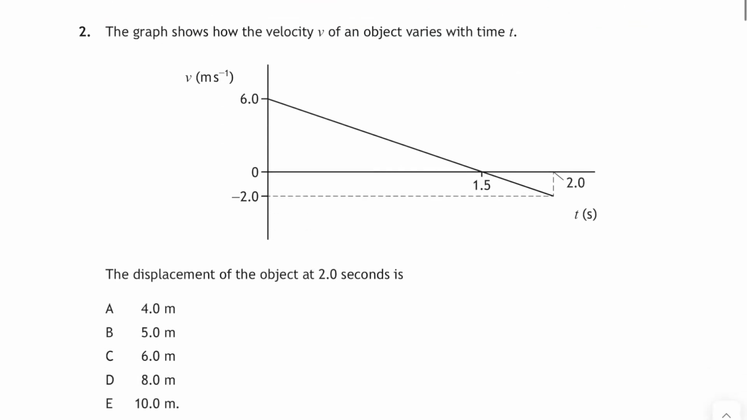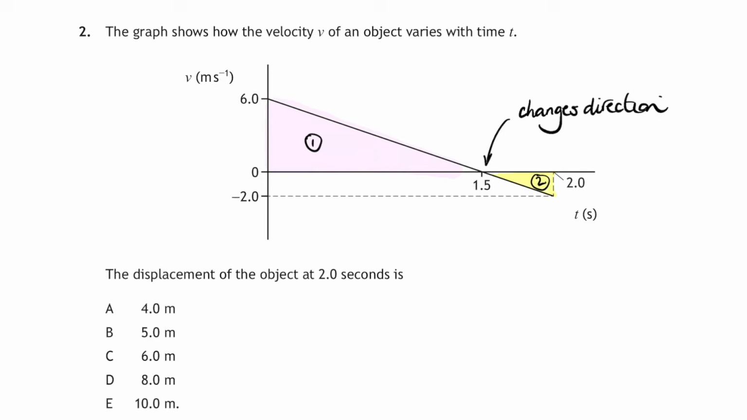Question 2. The graph shows how the velocity of an object varies with time, and we have to work out the displacement of the object at 2 seconds. Notice the velocity is decreasing, and at a time of 1.5 seconds, the velocity decreases to 0 and the object changes direction, because the velocity is then increasing negatively. So if we want to work out the displacement, we need to work out the area under the graph of area 1 and also the area under the graph of area 2, but we're going to subtract 2 from 1.